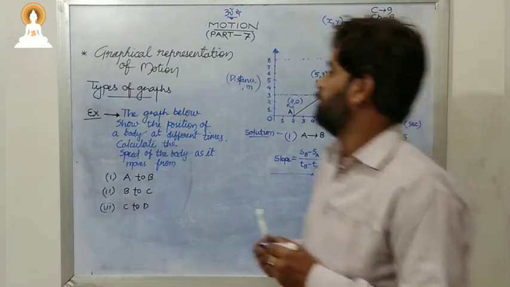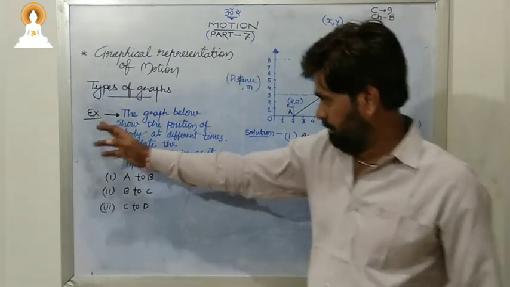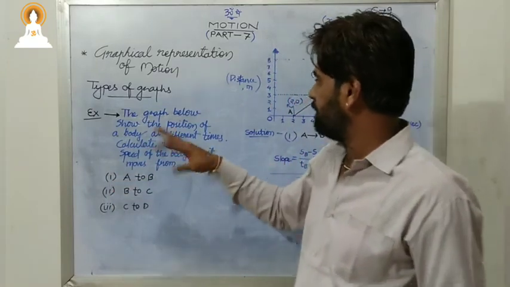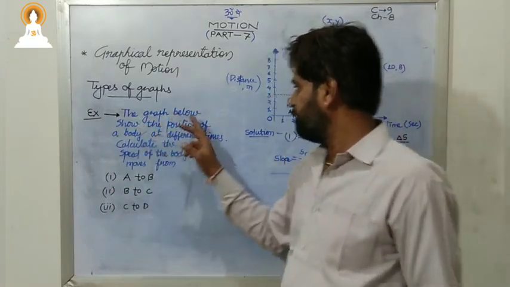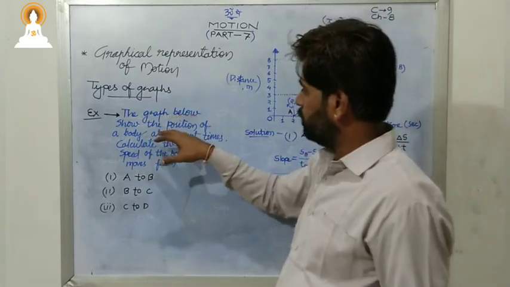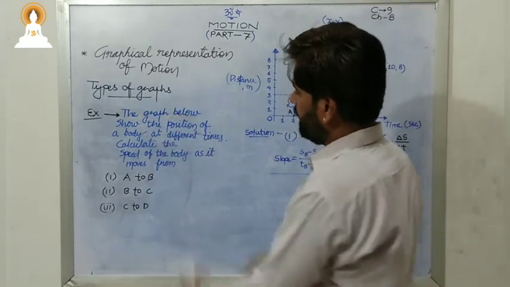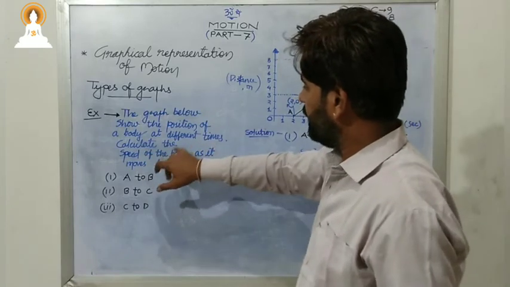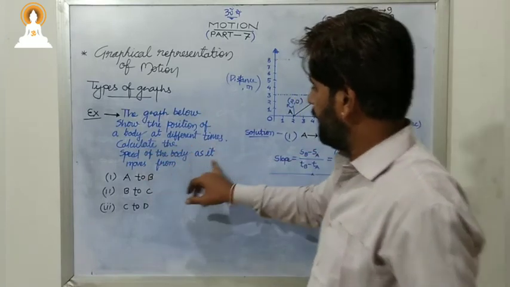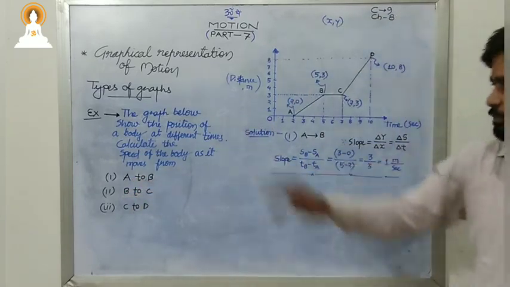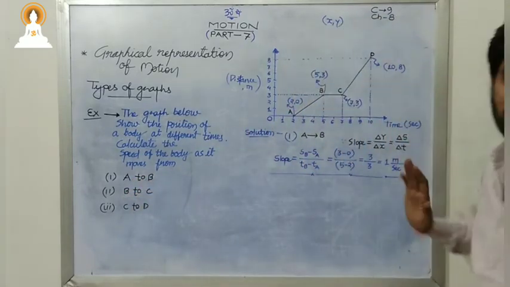Okay. So, a short example is there. I am going to solve this. The graph below shows the position of a body at different times. Calculate the speed of the body as it moves from A to B, B to C and C to D. Now this is the graph which is given to us.